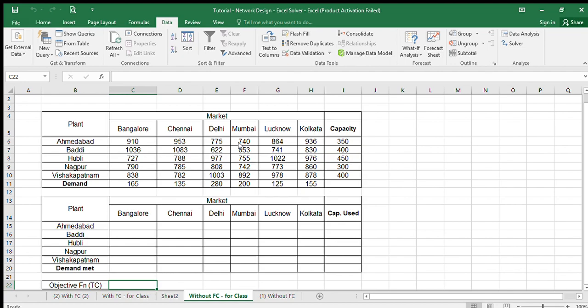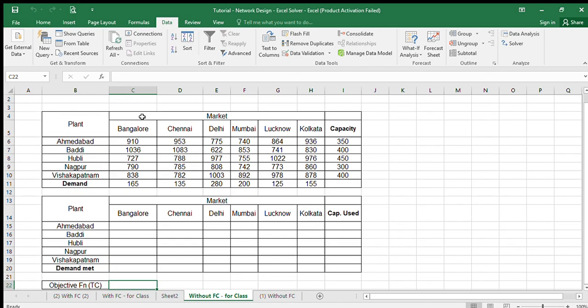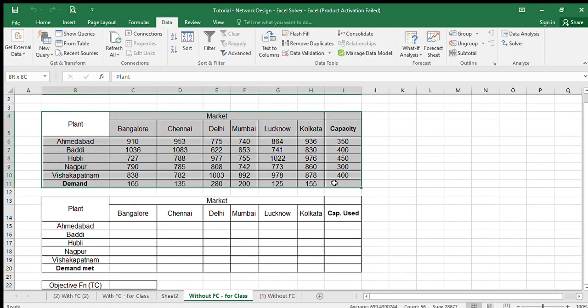So dear students, this second part of the tutorial video will help you to solve the mathematical model using Excel Solver. Referring to the tutorial sheet or the question, I have copied the same data into an Excel sheet.